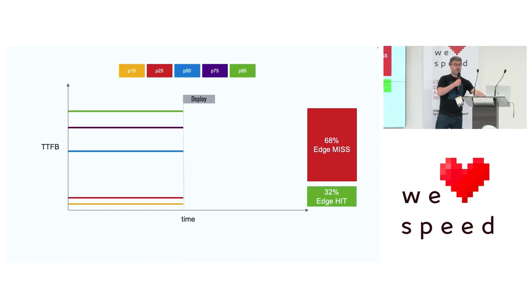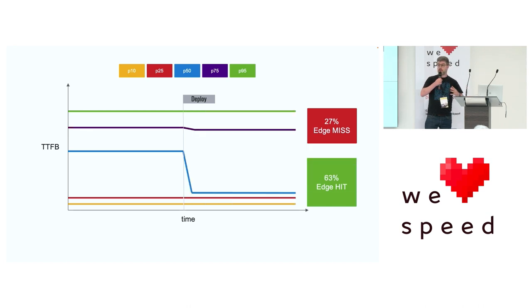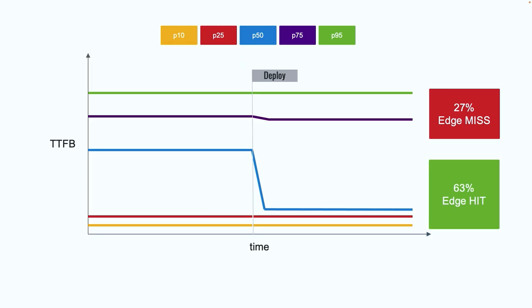Now, let's suppose we make some changes at the CDN and we increase the TTL. And we now have 63% edge hits. What does it mean? In this case, the median has improved quite a lot, because rather than going to the origin, you now serve it from cache. The 75th percentile a little bit, and the worst case scenario, you don't even see it at all.